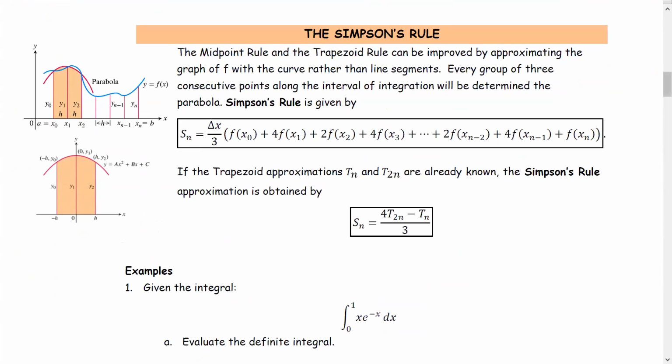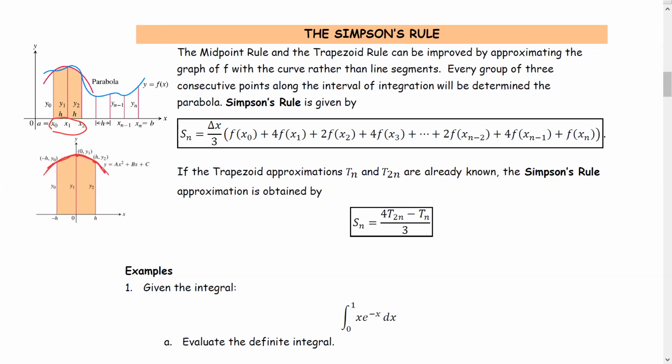The Simpson's rule. The midpoint and the trapezoid rule can be improved by approximating the graph of f with a curve rather than line segments. So this time we're going to use every 3 points that form 2 subintervals. So for Simpson's rule, we use 2 subintervals at a time by using the graph passing through these 3 points, which is called a parabola, instead of using a line like the midpoint and trapezoid methods. So we use a parabola passing the 3 points of every 2 intervals. So Simpson's rule will give you a better approximation than the midpoint and the trapezoid.